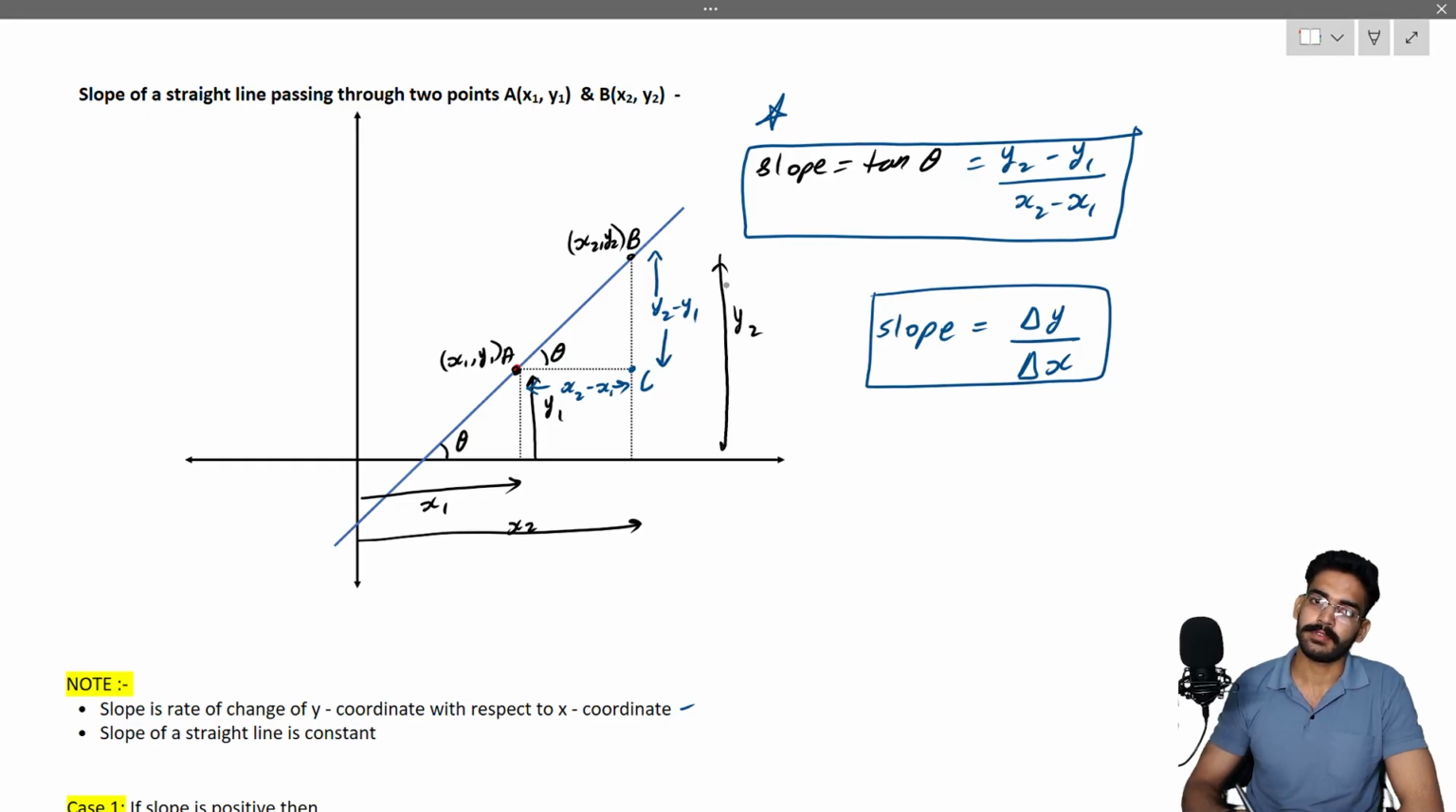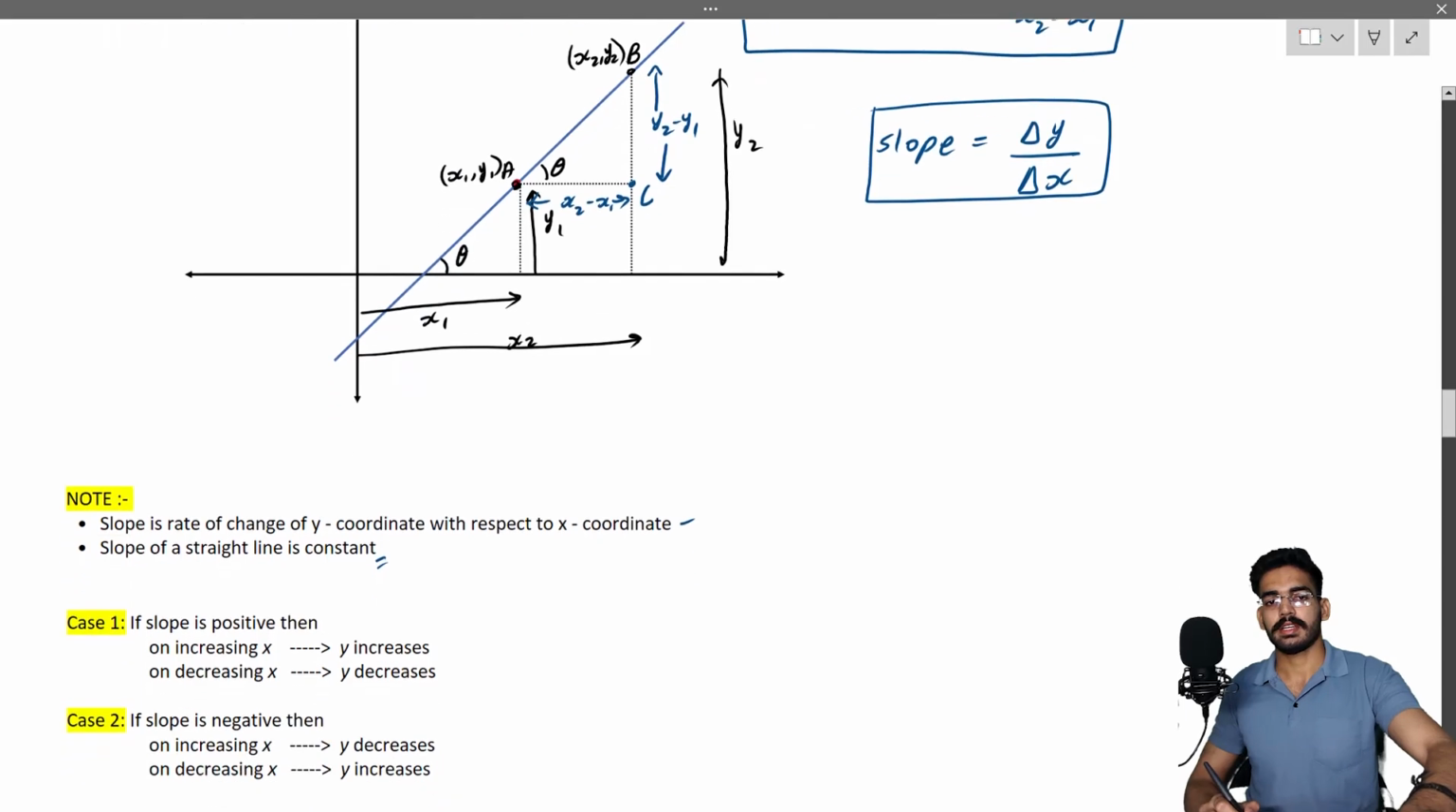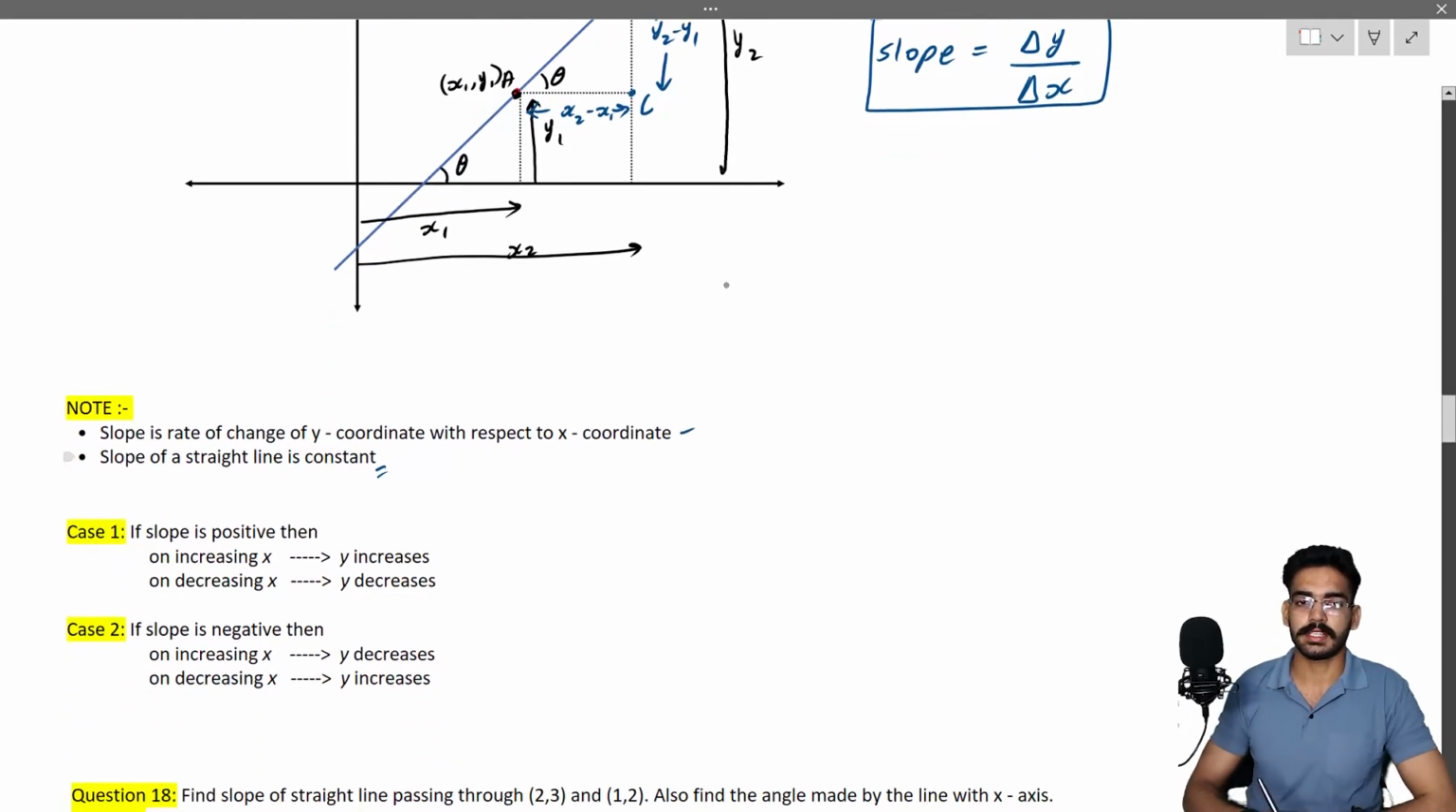For any 2 points I can say the slope of a straight line is constant. So you can remember these 2 points: slope of a straight line is constant, and slope is basically the rate of change of y coordinate with respect to x coordinate.